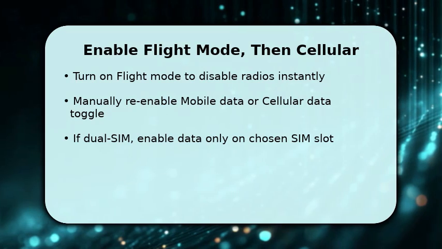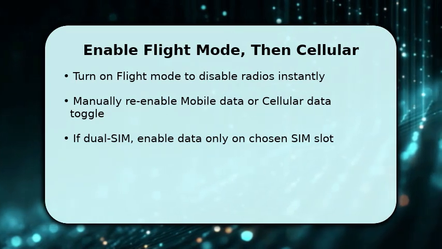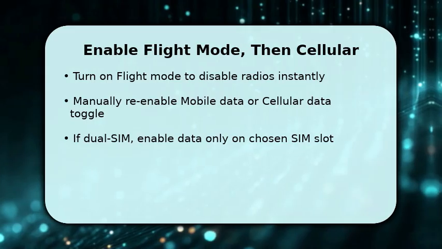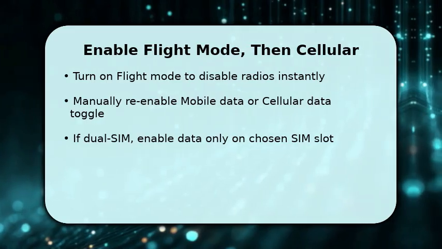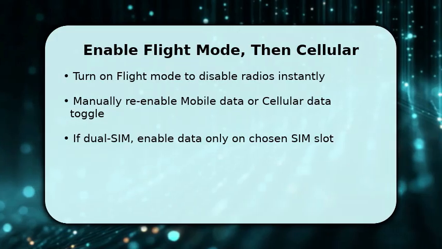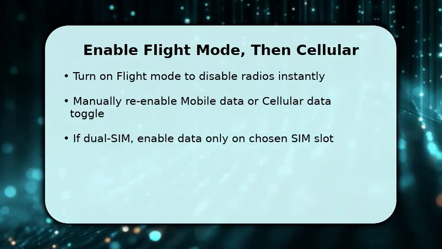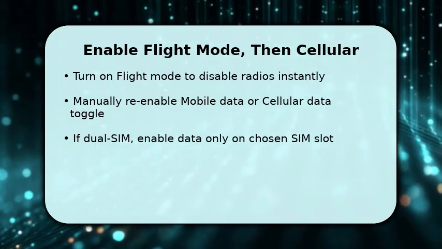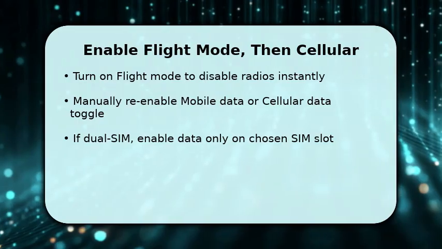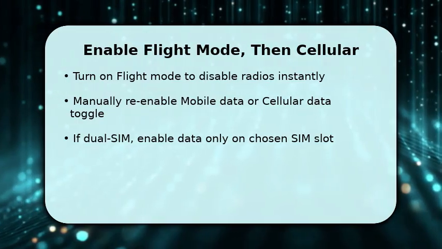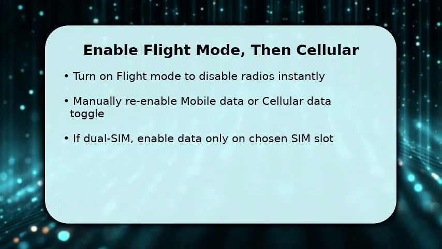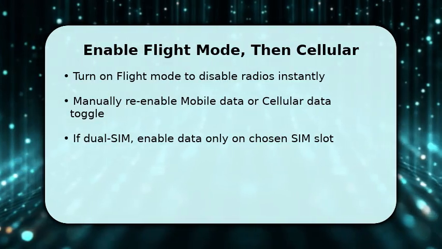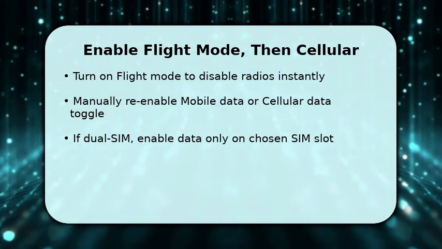With prerequisites set, turn on flight mode to cut all radio transmissions. This gives you a clean slate. Next, manually re-enable mobile data in settings. Do not rely on automatic toggles, so the phone brings up the cellular link while other radios remain off. If you have two SIMs, go into SIM management and enable data only for the chosen SIM to avoid conflicts. This sequence creates a cellular-only path that conserves battery and isolates variables for testing signal and data speeds.